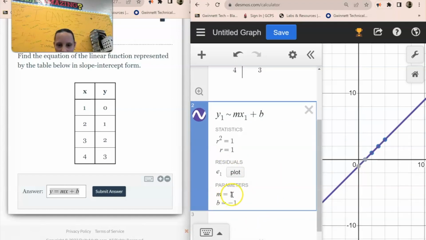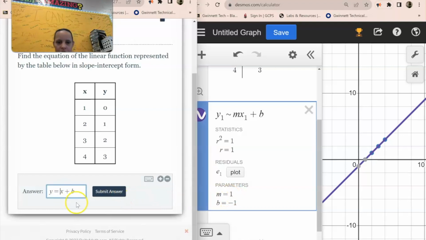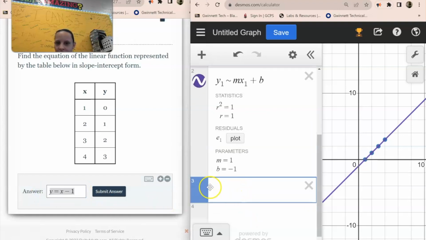And you're done. Immediately, it's telling you m is equal to 1. So you're going to put m is equal to 1, and that's an invisible 1, so we can just leave it like that. And b is -1, so make sure b is -1. Again, we're not going to trust our answer. We're going to come right here. We're going to paste it.